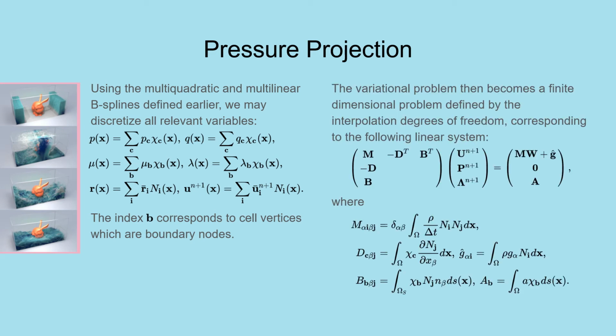The variational problem is thus projected to a finite dimensional problem, represented by a linear system for the velocity, pressure, and Lagrange multiplier degrees of freedom. Here, the vector capital U^{n+1} is the vector of all velocity dofs. The vectors capital P and capital Λ are defined analogously. M is the mass matrix, D is the discrete divergence, and B enforces the velocity boundary conditions. A is the variational boundary condition, and W is the vector of all intermediate velocities. These matrices, as well as A, are given by these integrals.